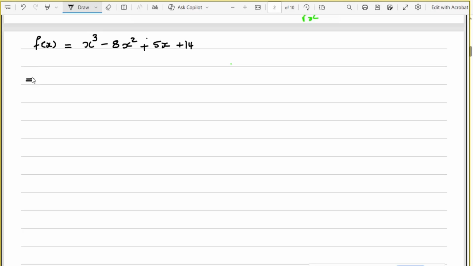Remember, when we find the turning point, we find the first derivative, we equate it to 0.